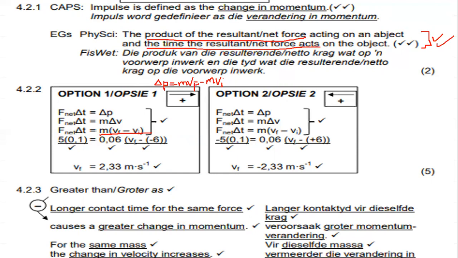It means where you see delta P, you actually see MVF minus MVI. And hence, where we see delta P, we have MVF minus MVI.